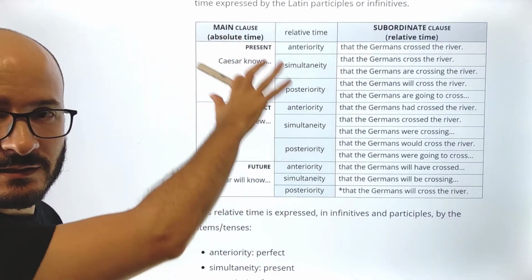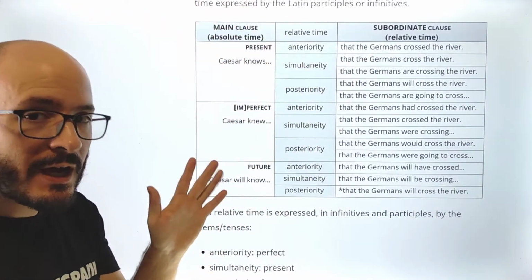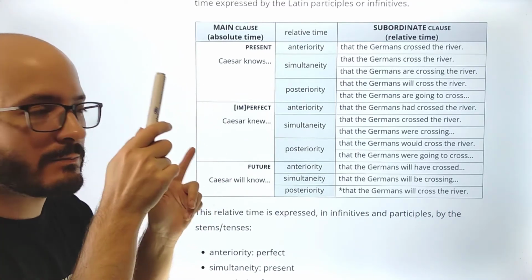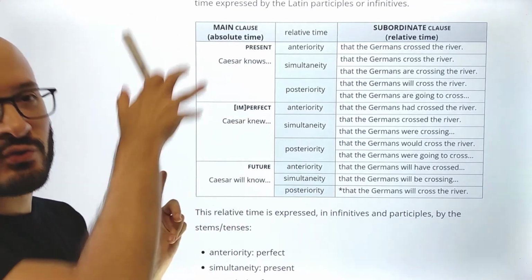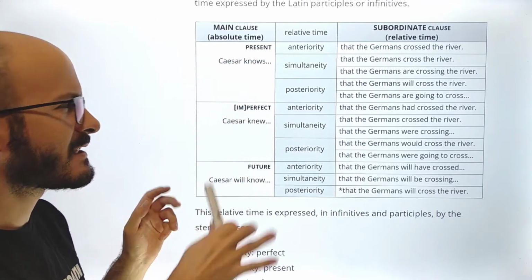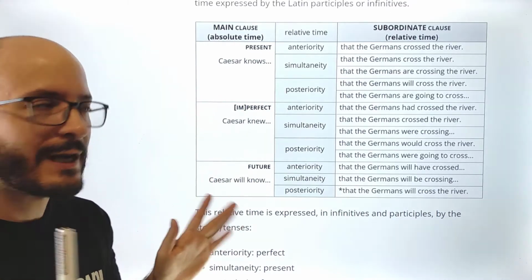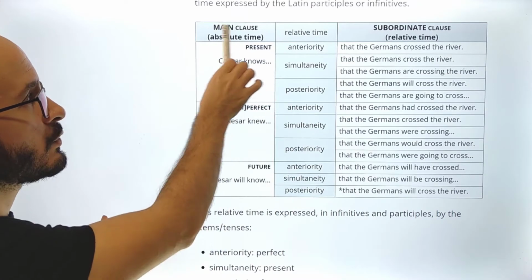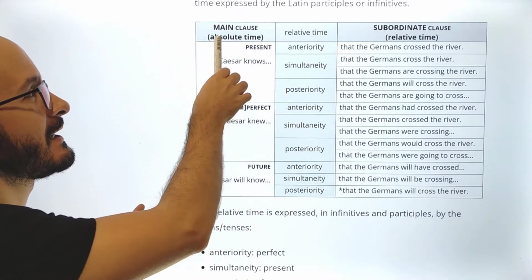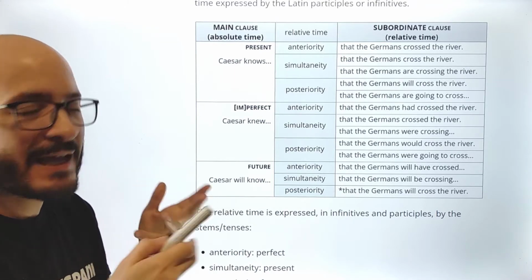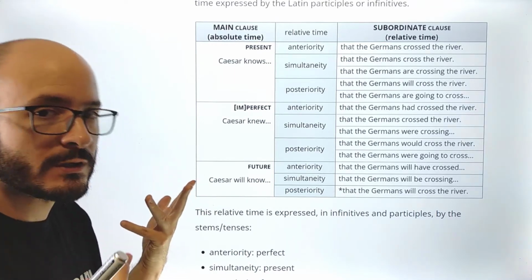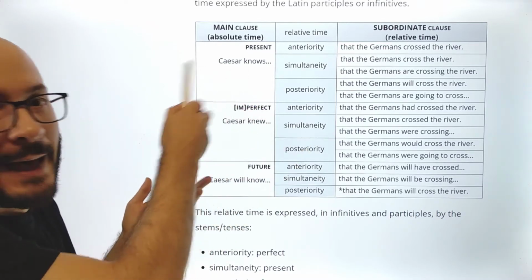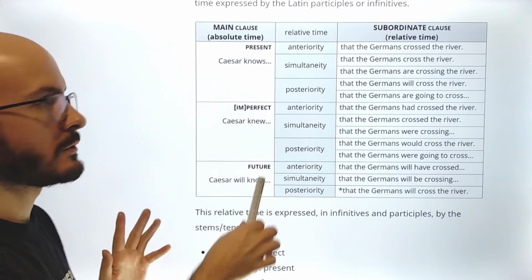Now we have this table. We don't have to learn the table. We have to understand the table, and you will see that it is easier than it looks so far. I have been saying a lot of things, and now there is a table. Relax. Now, how do we do this table? First, we have the main clause. We said the absolute time is the time in the main clause or superordinate clause. So present, perfect or imperfect, so past, and future.